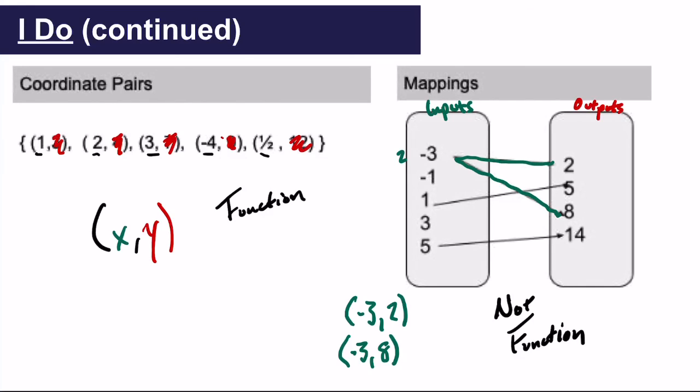Now here we have 2 lines coming out of that negative 3. And again, if we wanted to cross out our y's, we see those negative 3's repeat. So if you ever see a line like this coming out of the input to the output, it is not going to be a function. Because this is saying this negative 3 has 2 answers. And for every one input, we need exactly one output. One input, one output.